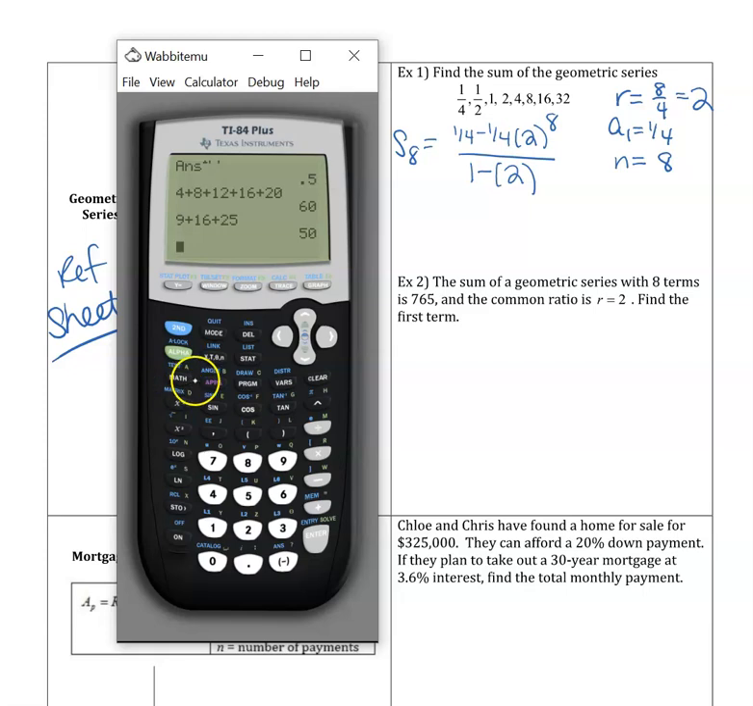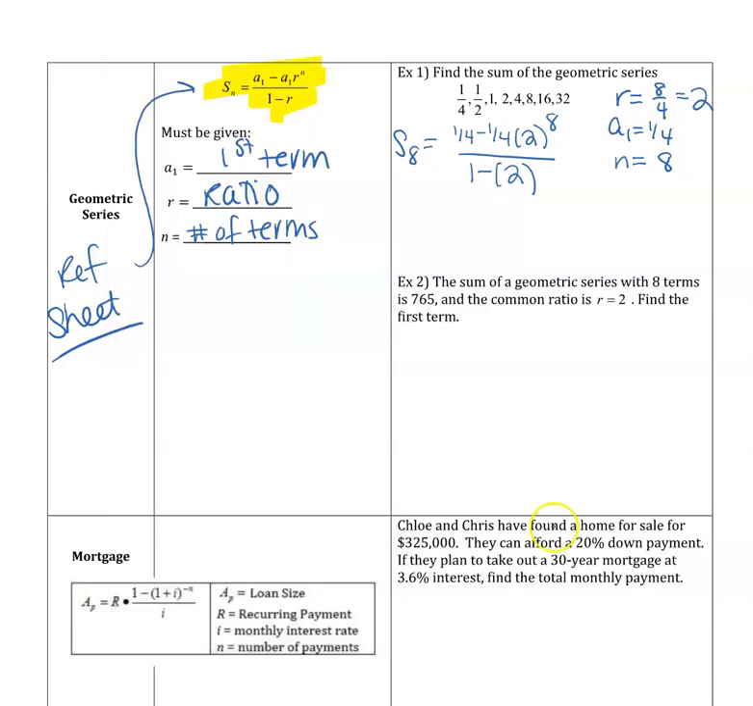And now I go to my calculator. I'm going to do decimals: 0.25 minus 0.25 times 2 to the 8th, all over 1 minus 2. I like to use alpha y equals so that I don't mess up the order of operations in my calculator. Hit enter, and I get 63.75.